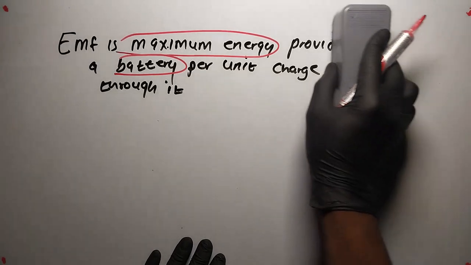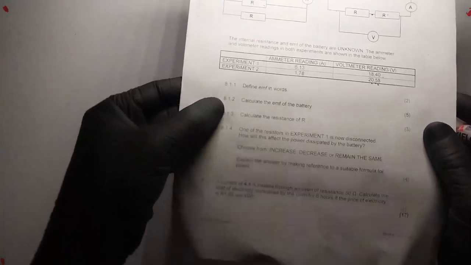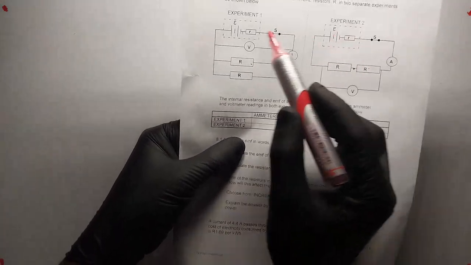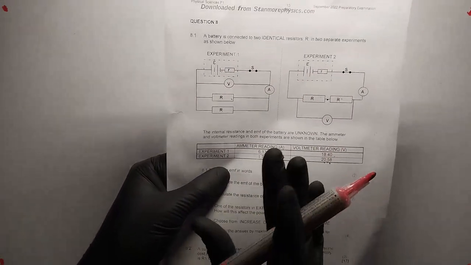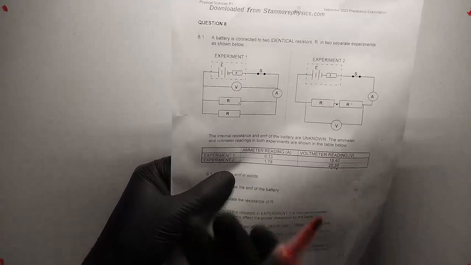Now I want to go to the next question. It says, calculate the EMF of the battery. Look at the marks: 5 marks. That is nothing. So how are you going to do that? When you check the diagrams, as I said, the EMF for both batteries is the same, and the internal resistance is the same, because it's the same battery.